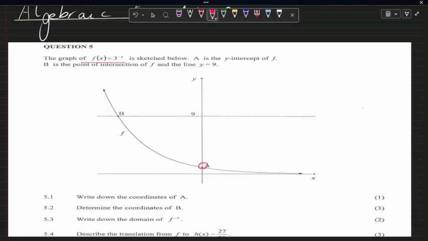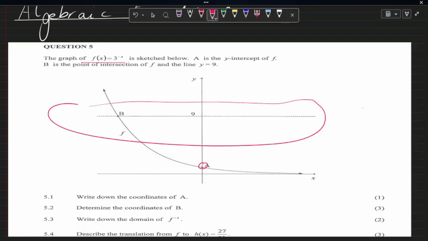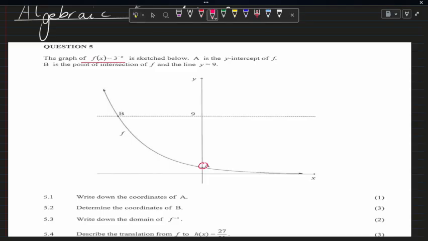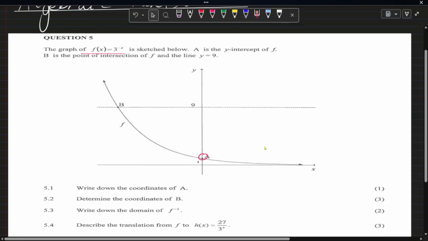B is the point of intersection of f and a line y is equal to 9. So basically we have a horizontal line, and the line is y is equal to 9, this line. Now this line is meeting with our graph of f at a point B. Okay, this is the point, right? So we have everything that we need. Now let's answer the questions.